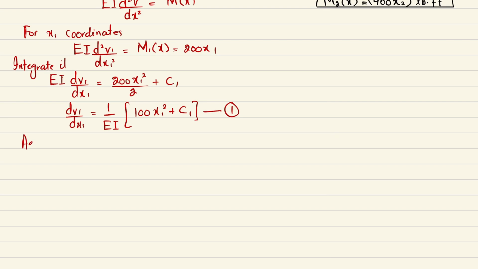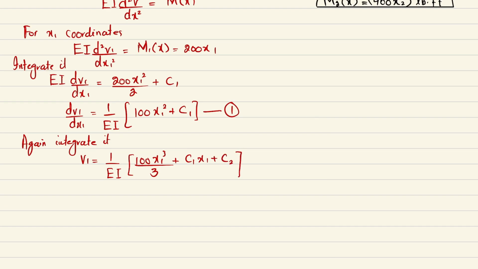Again integrate it, so you will get v1 is equal to 1 over EI, and this will be equal to 100 x1 cubed over 3 plus c1 x1 plus c2. This is your equation number 2.